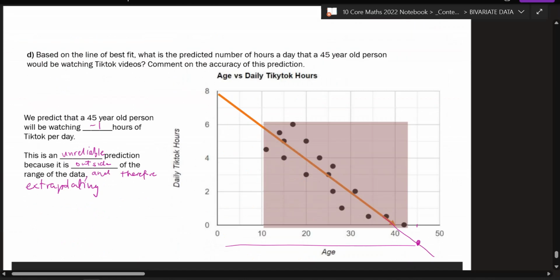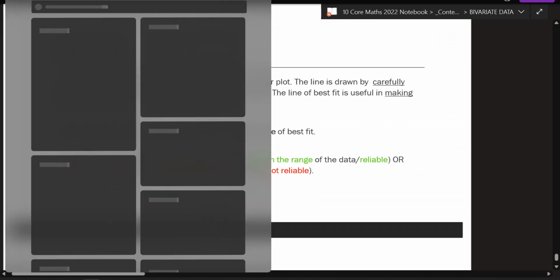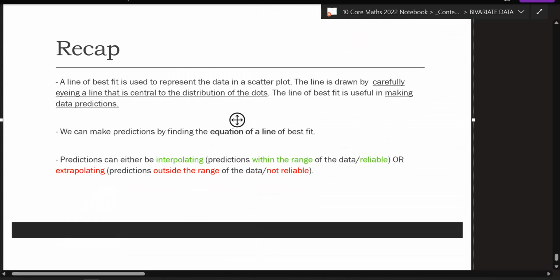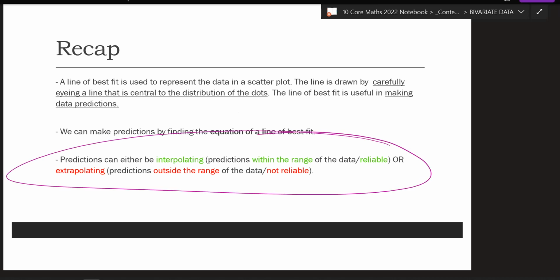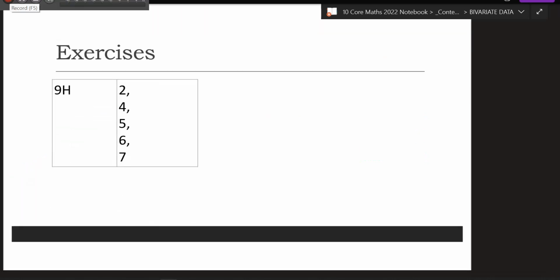Cool. All right. So, as a recap, guys, remember the line of best fit. You just draw it through the graph, make sure it fits. You can use it to make a prediction. Remember how to find the equation of a line to make a prediction as well. But with the predictions, we can use the line, and remember interpolation is within, extrapolation is outside. So remember the difference for both. It's going to be on your SACs. Cool. That's it for 9H.